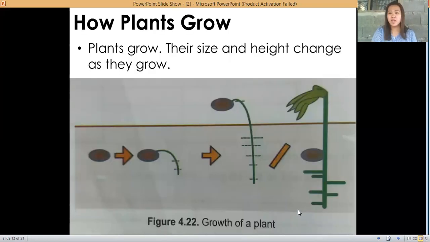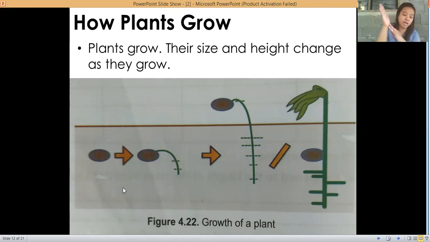Plants grow. Their size and height change as they grow. As you can see, from the seed it grows, then goes up, like this. When a seed is planted under favorable conditions, with good soil, proper watering, enough water and warmth, it grows roots, stems, and leaves, and becomes a small plant. The plant undergoes changes as it grows. It changes in size and in height.